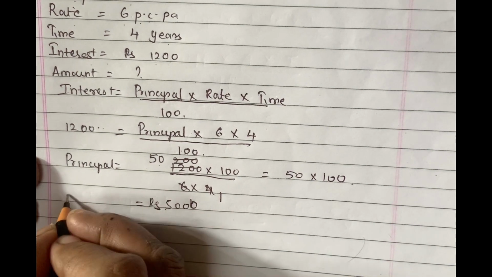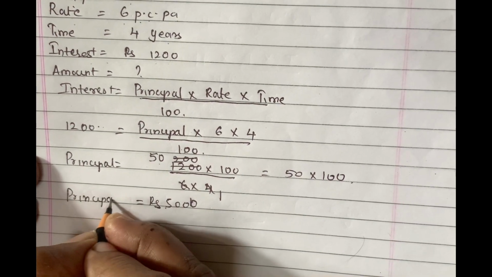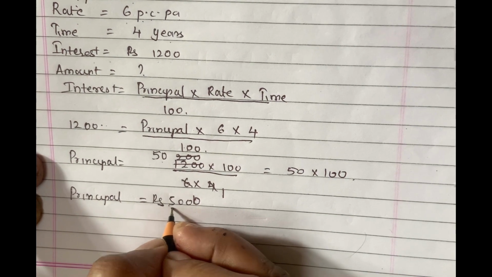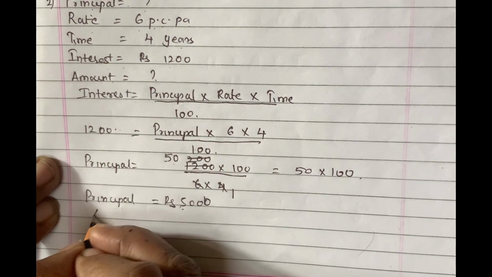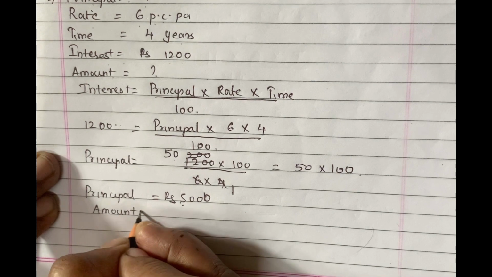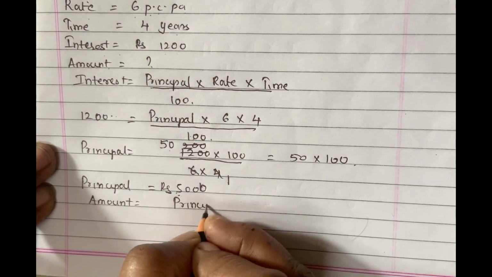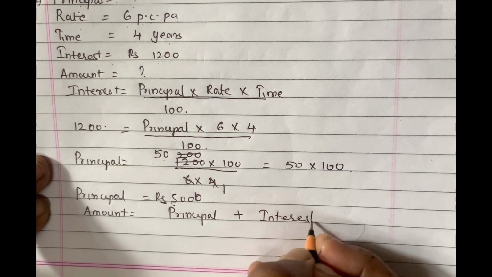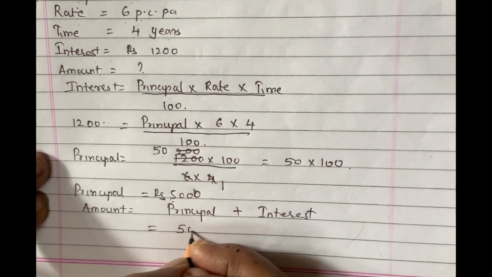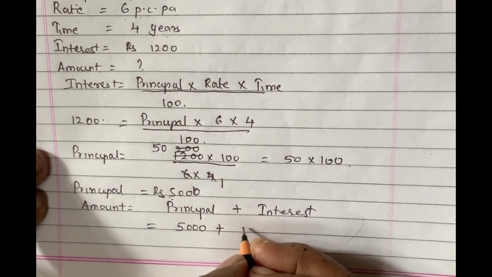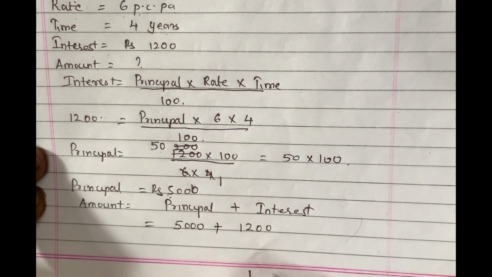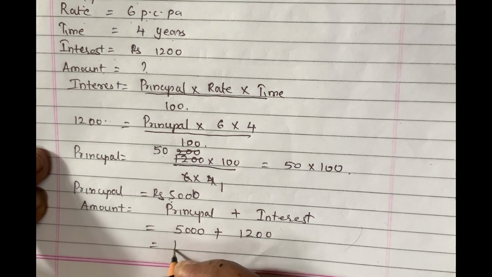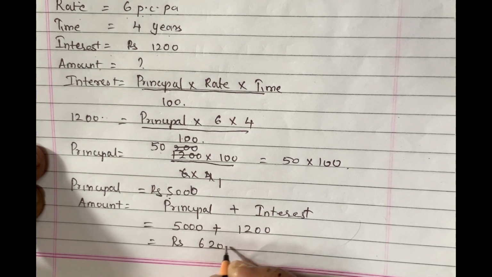So principal is how much? 5000 rupees. Now we have to calculate amount also. Amount formula is what? Principal plus interest. What is principal? 5000. Interest is how much? 1200. Add this both, you will get rupees 6200.